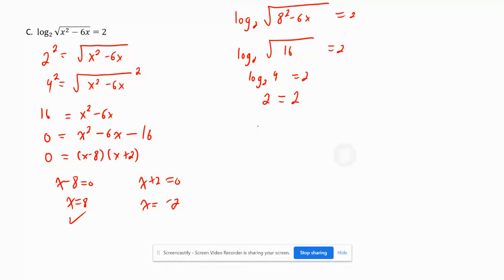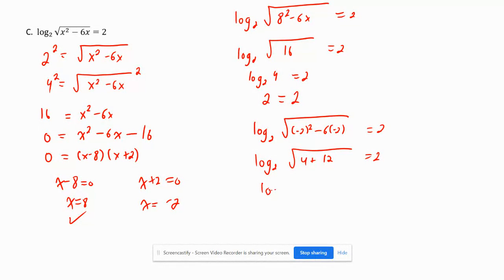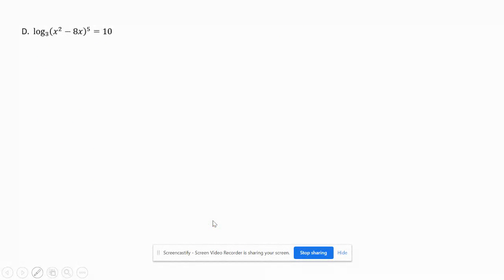Checking our negative 2, this one is also going to work. 4 plus 12 is 16, the square root of 16 is 4, and again 2 does equal 2. So in this case, both these solutions work. So we have x equals 8 and negative 2, and that is the solution for this equation over here.